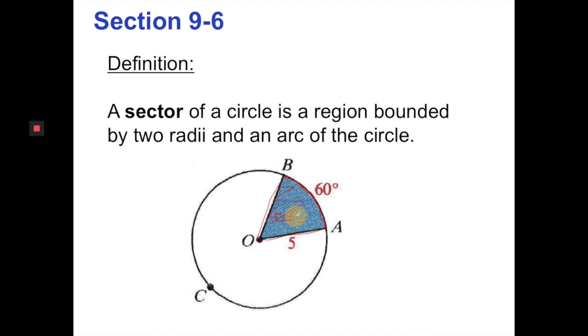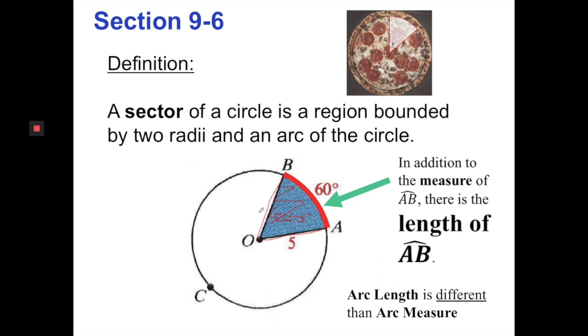And you might be thinking, hey, I know what that looks like. I've seen this in real life. Radii come from the center of the circle. Where's another place you'd cut something out like this from a particular circle? Oh, well, you guessed it. That's right, a pizza. So we can think of a sector as just a pizza slice.